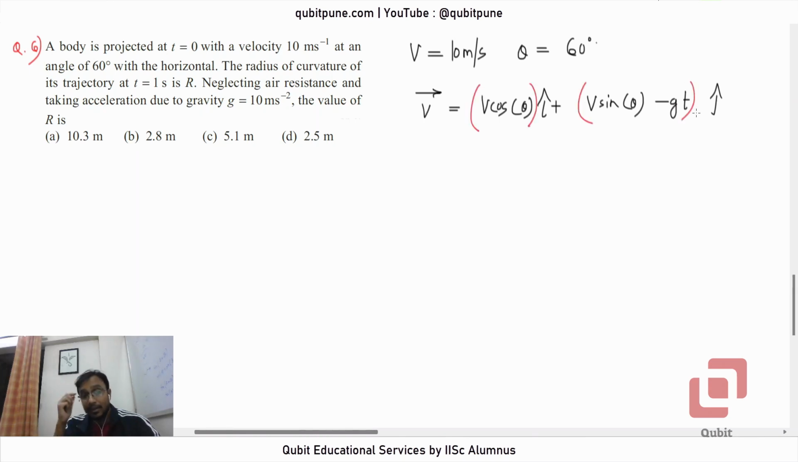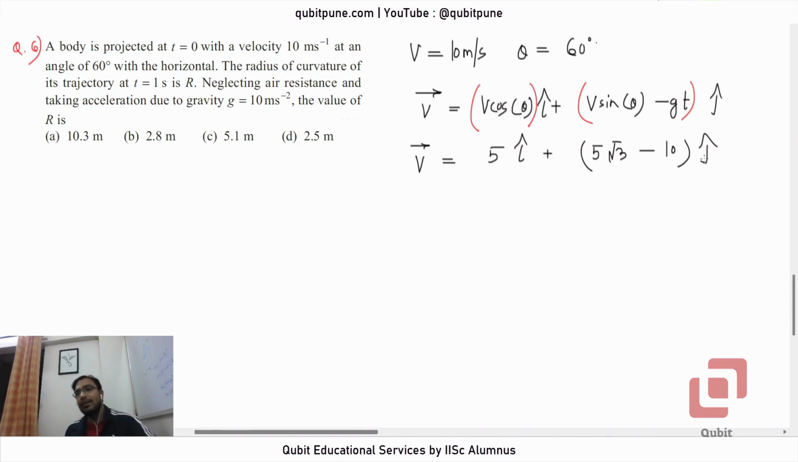Yes. Now, velocity at t equal to 1 will be, v is 10, cos 60 is half, so that will be 5 i cap, plus v sin theta, 10 into root 3 by 2, 5 root 3. Now t is 1, so it will be minus 10 j cap. So 5 i cap plus (5 root 3 minus 10) j cap.